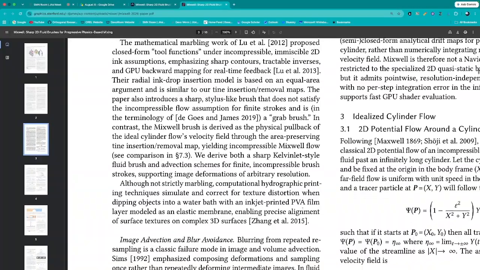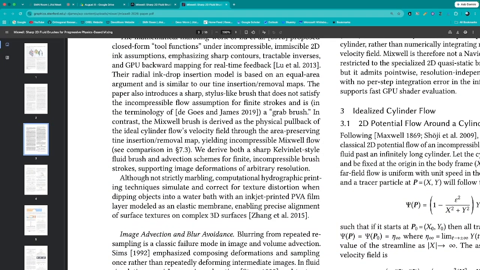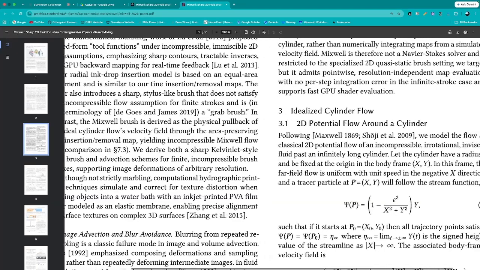And of course, they also have computational hydrographic printing techniques that can simulate and correct for texture distortion when dipping objects into a water bath with an inkjet printed PVA film layer modeled as an elastic membrane, enabling precise alignment of surface textures on complex 3D surfaces. This is interesting work, going beyond just generating things on a computer screen, where you can actually print out the patterns using different methods.